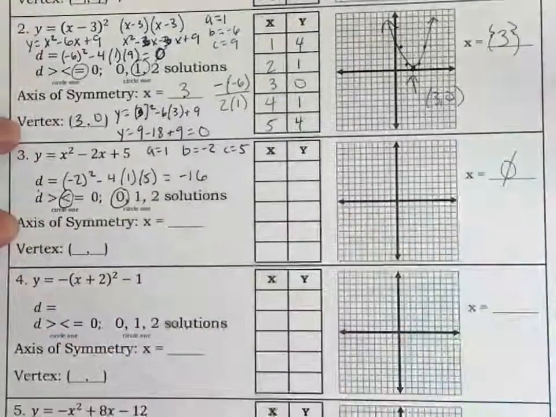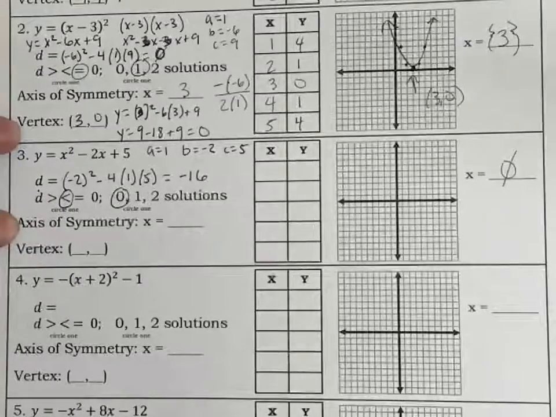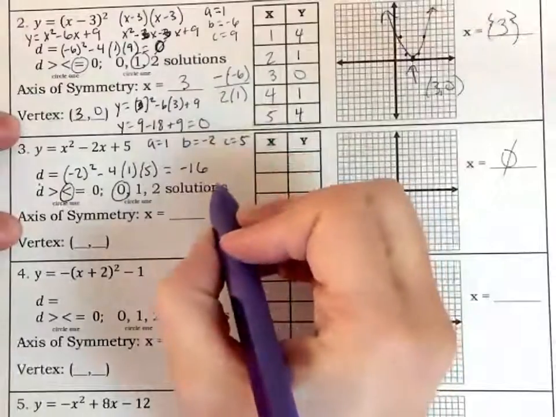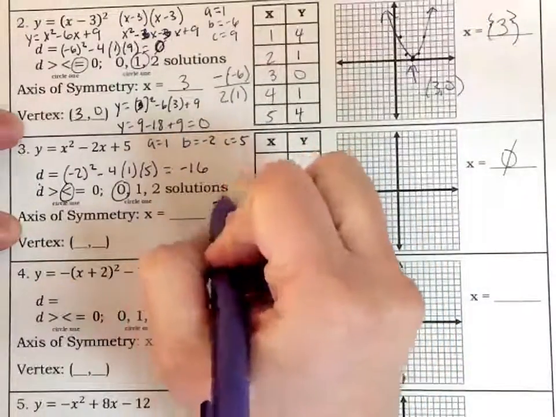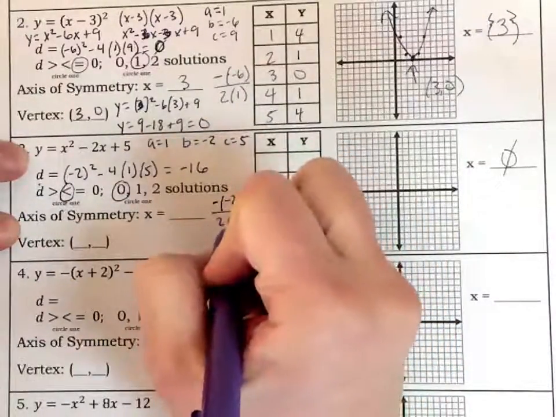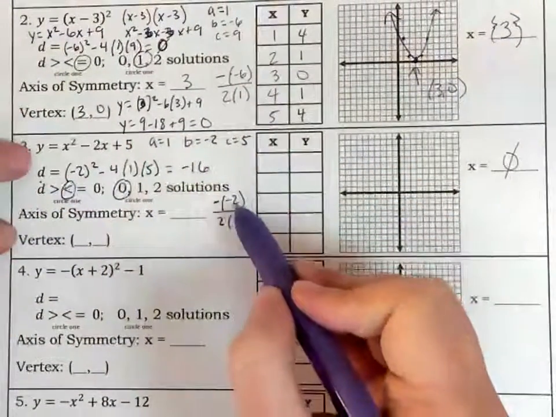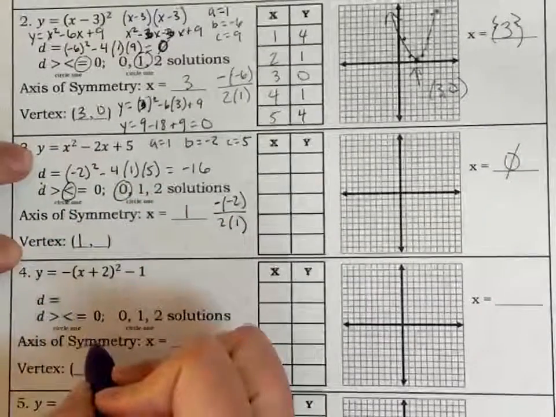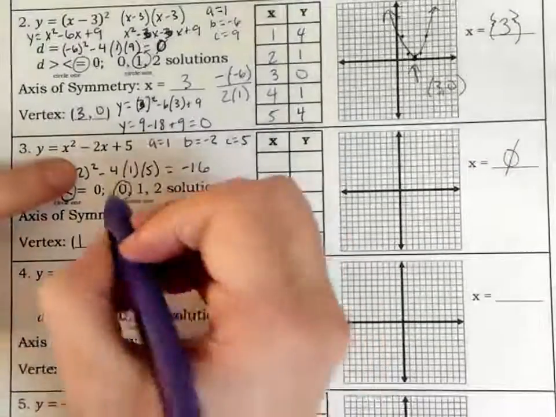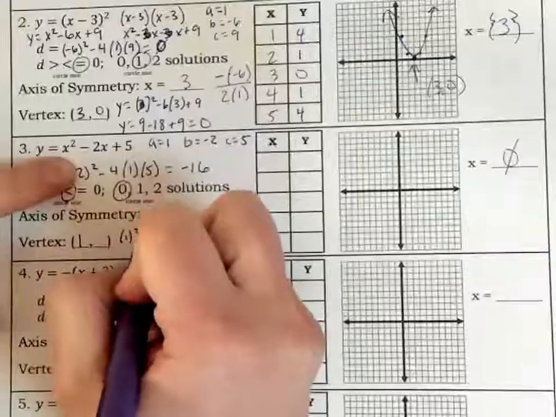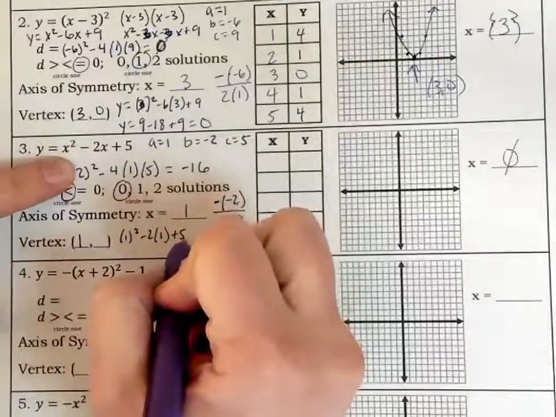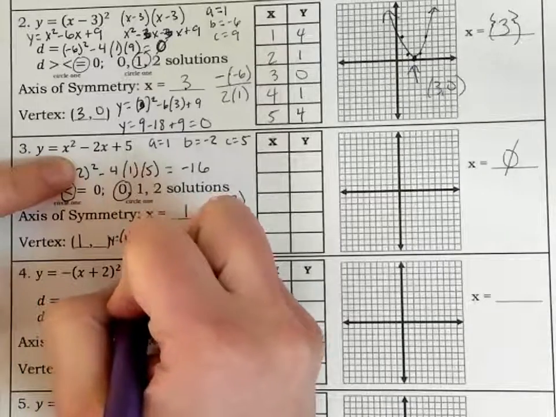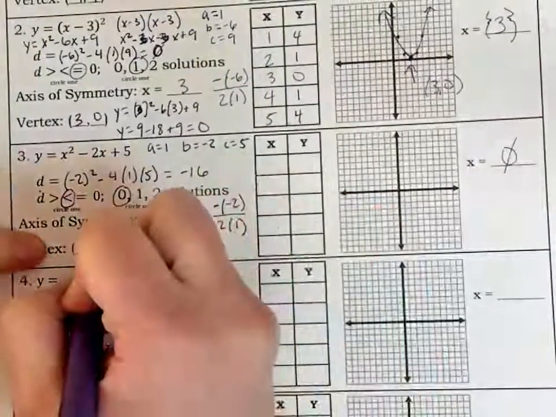But let's go ahead. We do need to graph it still as part of our practice. So we're going to find the axis of symmetry. On this one, we have negative b, which is a -2, divided by 2 times a, which is 1. So I have a positive 2 divided by a positive 2, which is 1. So that's going to be my x value for my vertex. I'm going to plug that back into my equation. So 1 squared minus 2 times 1 plus 5, which simplifies to give me a y value of 4. So I'm going to plug that in.